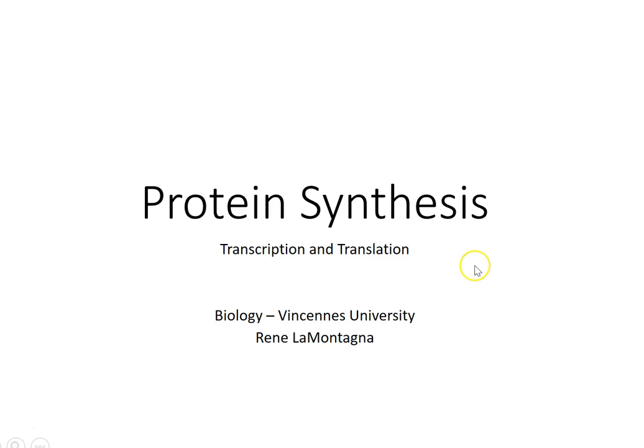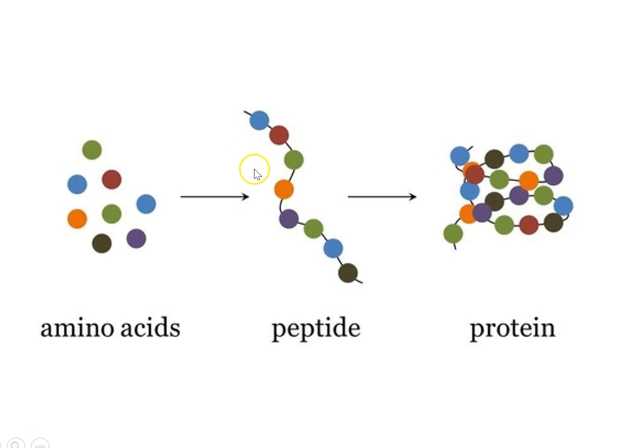Okay, so protein synthesis. Synthesis means to make, so this is what your body's going to make proteins. This is also in chapter 8 of your textbook. All right, so what is a protein? A protein is a structure made of amino acids. So think of amino acids as Legos, and there are 20 different types of amino acids. So think of 20 different colored Legos.